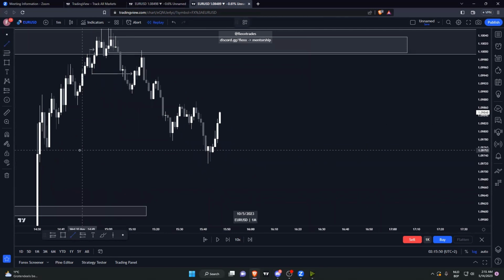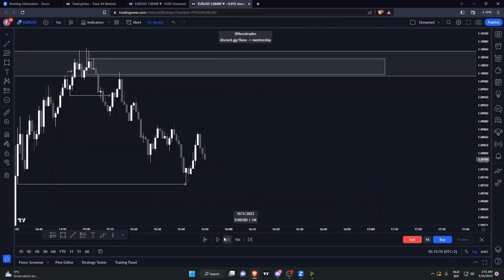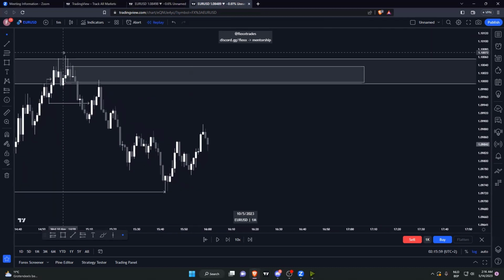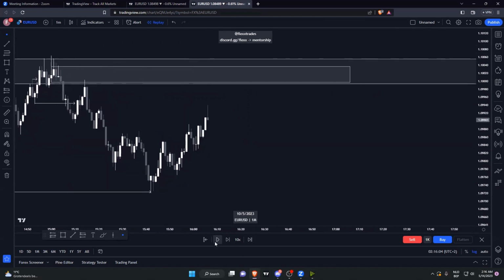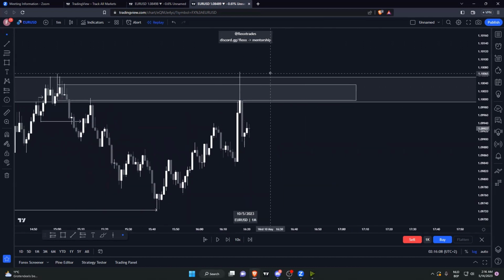The supply zone is holding this demand zone right here. So let's see what happens next. We want to see this fail, right? So we want to see price go above the demand. Okay, that's a liquidity sweep.